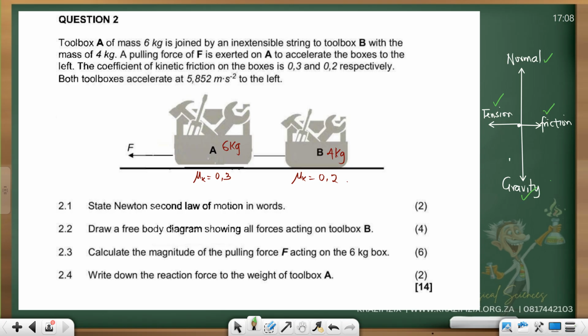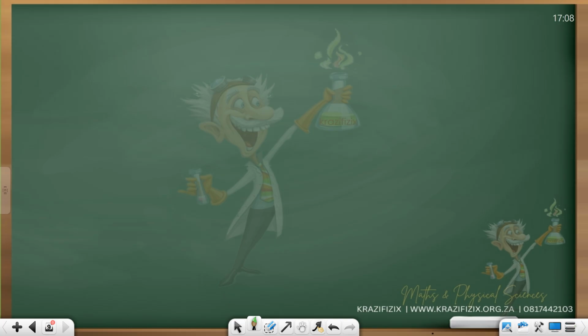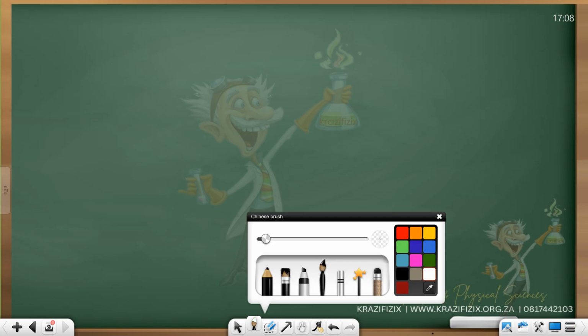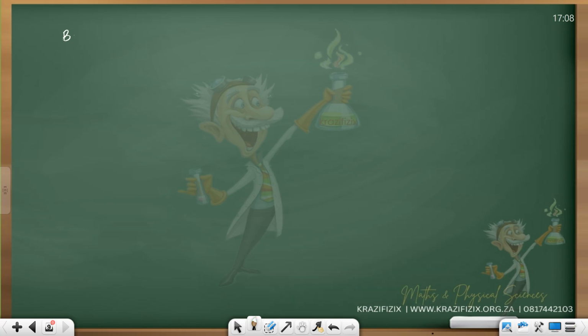Calculate the magnitude of the pulling force F. So we're looking for F. Guys, always work with the free body diagrams, even if they don't ask you to draw it. So if I work with A, let's work with B. Since we have B first, I'm going to go to a new page. I'm going to run on this question, so please work with me.